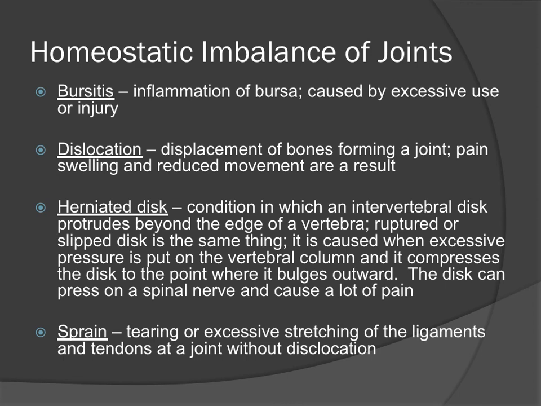Herniated disc. This is a condition in which an intervertebral disc protrudes beyond the edge of a vertebrae. Ruptured or slipped disc is the same thing. It is caused when excessive pressure is put on the vertebral column, and it compresses the disc to the point where it bulges outward. So the disc can press on a spinal nerve and cause a lot of pain.